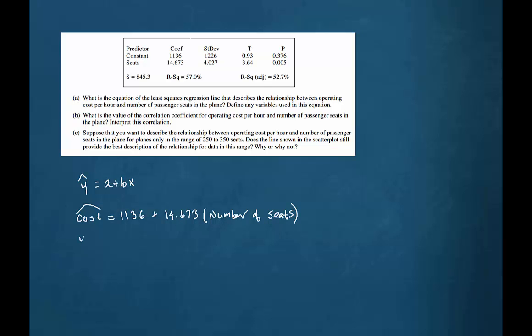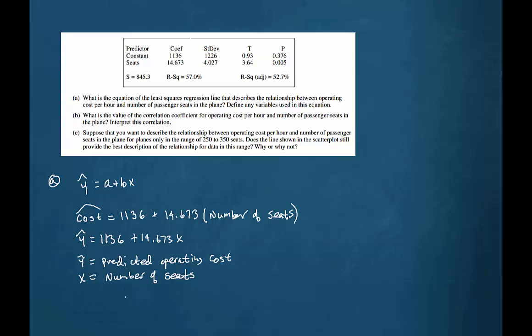Another way this could be done might be to say y hat is equal to 1136 plus 14.673x, and then define what these variables actually are. Y hat, you could say, is the predicted operating cost, and x is the number of seats. So that would be how we would answer the A part.